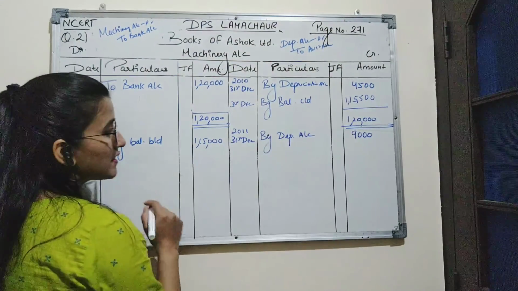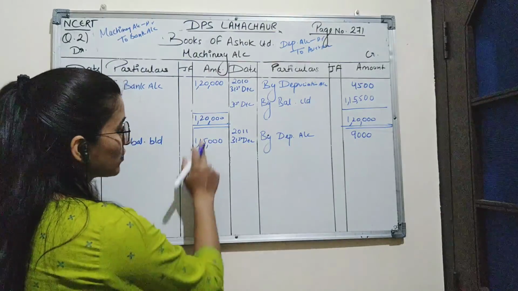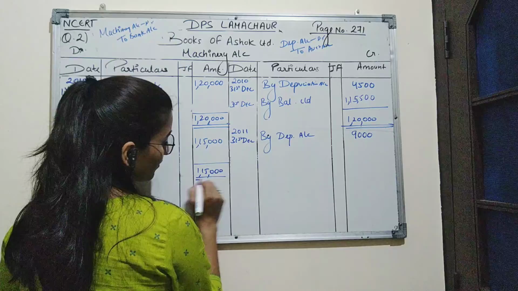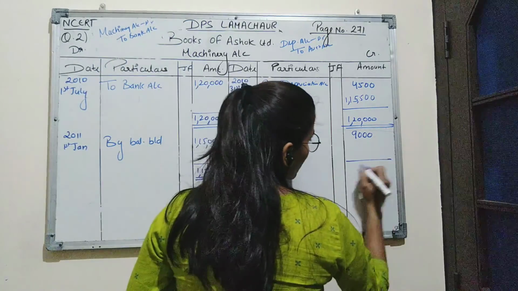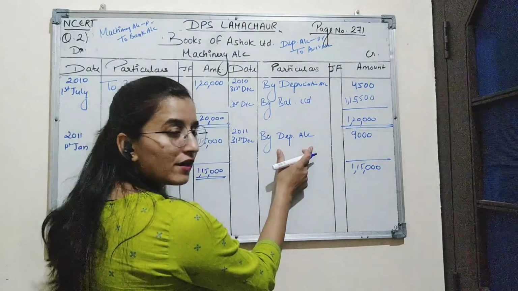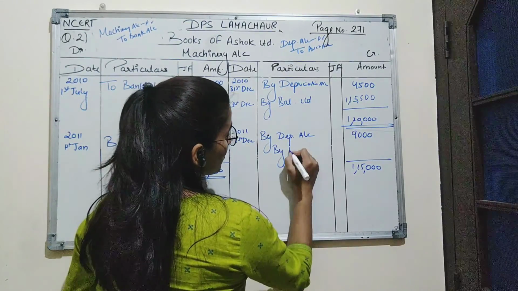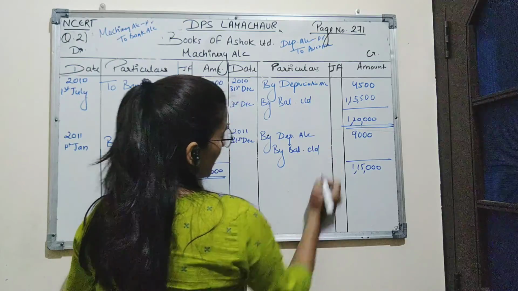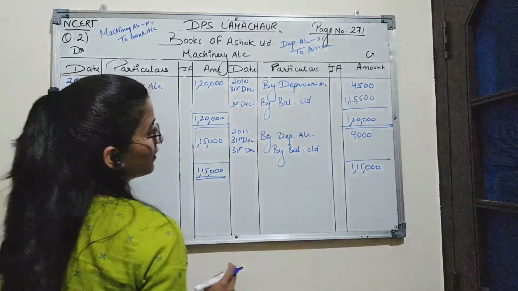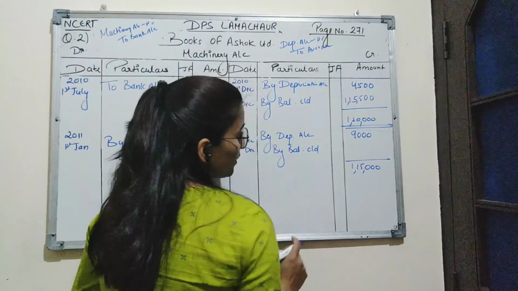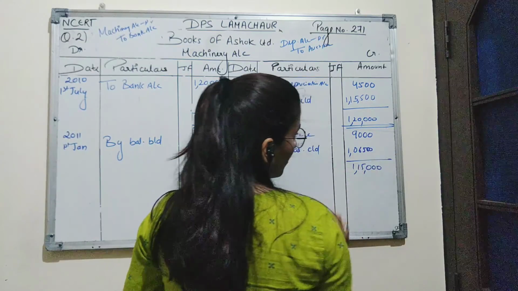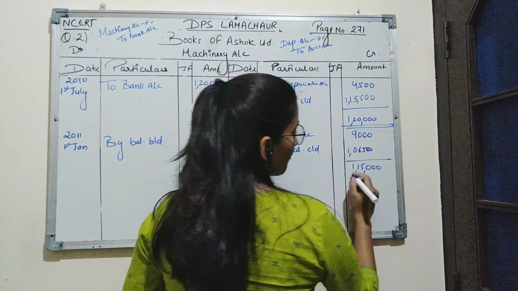Now again we will see which side has the greater value. So the debit side is having a greater value of 1,15,000. We'll put this value here also, 1,15,000. So the balancing figure is considered as closing balance, which is by balance carried down, and the date will be 31st December. Balancing figure here will be 1,06,500.